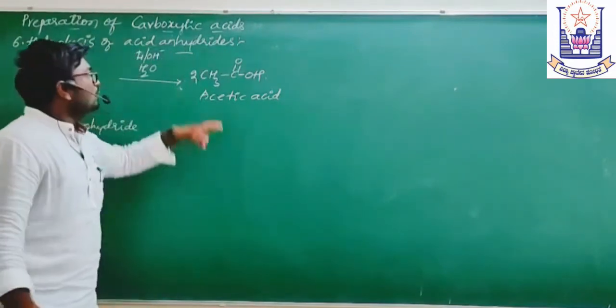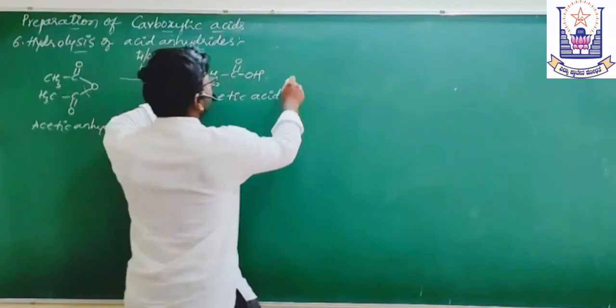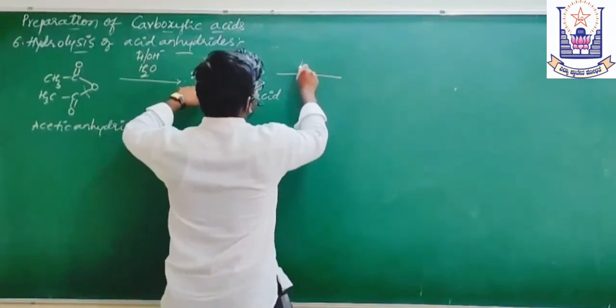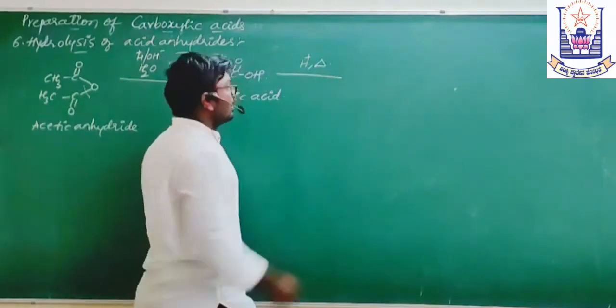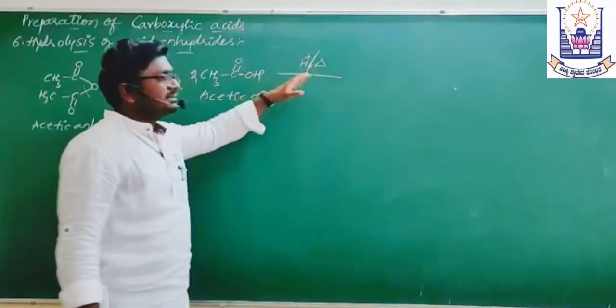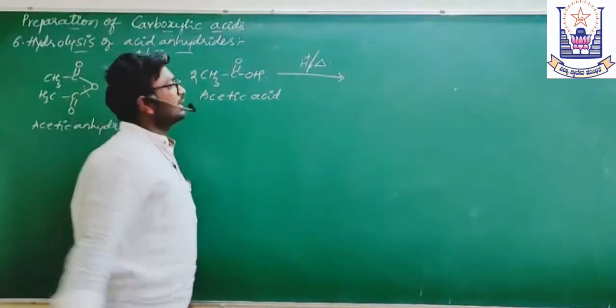When 2 moles of acetic acid are treated with an acid or heated, it gives back the original acetic anhydride.